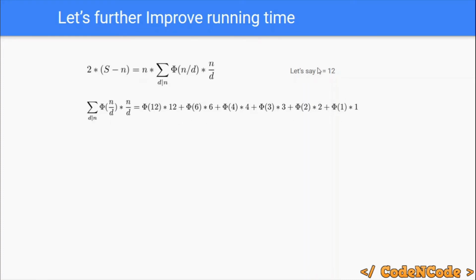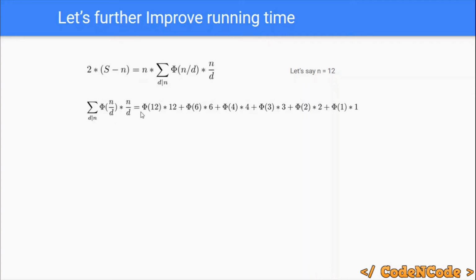Even though we are evaluating on n by d, it is still coming out to be all of the divisors of n. And the reason this is happening is that if d is a divisor of n, n by d is also a divisor of n. That is why inside phi, even though we are only running a loop on the divisors of n and applying phi on n by d, not on d, we are still only getting divisors of n, because again, if d is a divisor of n, n by d is also a divisor of n.